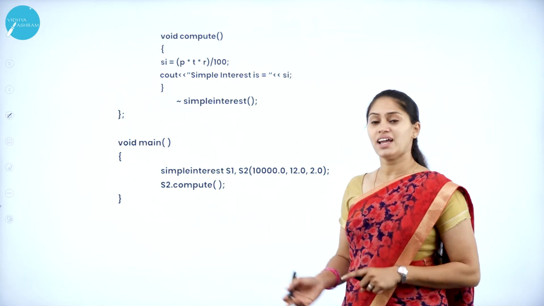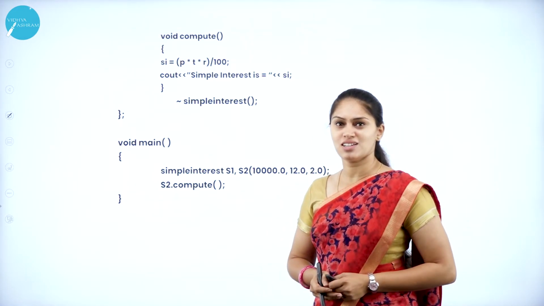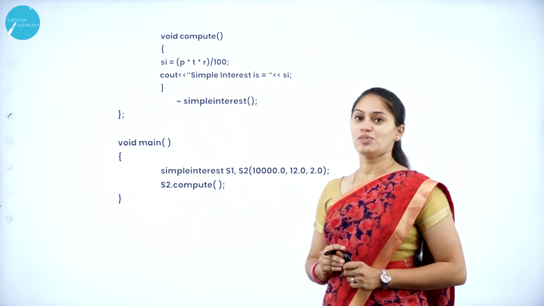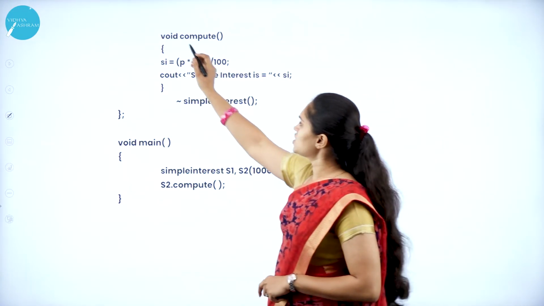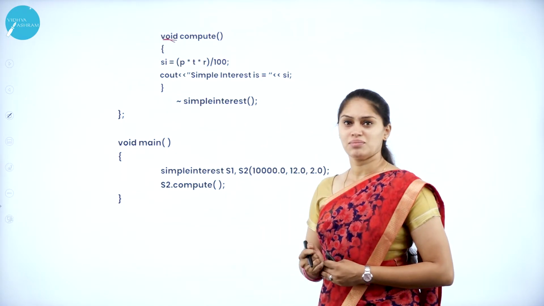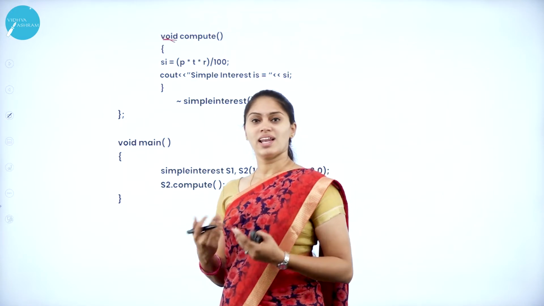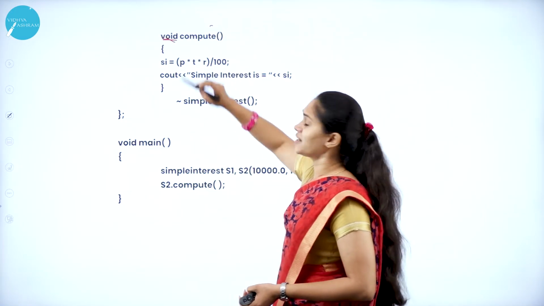Now we'll see I have one more function. Why am I calling this a function? I need to check whether it is a function or a constructor. Coming to this one, here I find a return type. If I have a return type, how can I call that a constructor? So this compute is not a constructor.